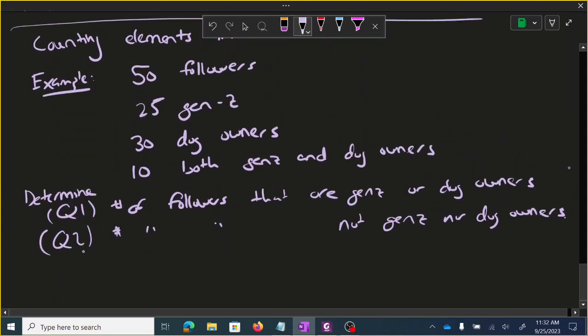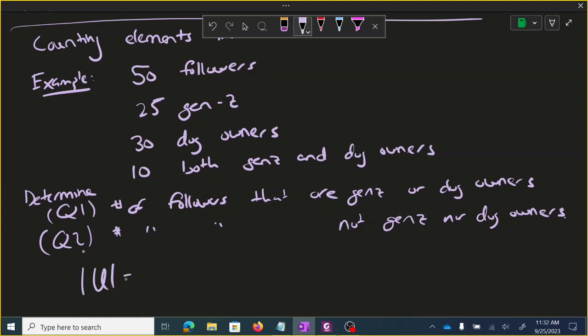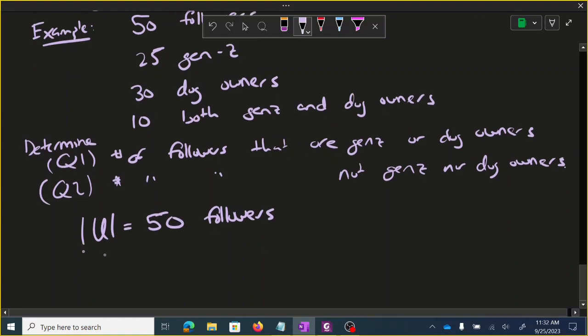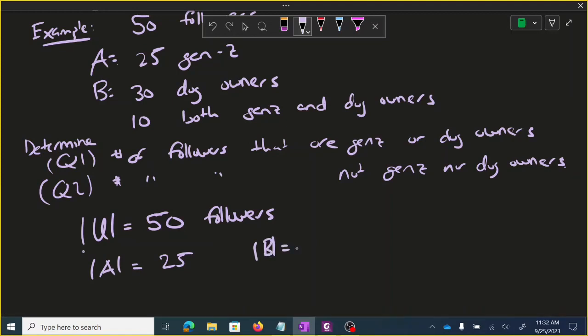Okay, so first we need to just set up some set notation. So our universal set, that size is 50, right? These are our total followers. And then we have the subsets, or the sets that live within that universal set, which are the Gen Zs and dog owners. Let's say A is the Gen Z and B is the dog owners. So then we know that the size of A is 25, right? There's 25 Gen Z followers. The size of B, or the cardinality of B, is 30. We have 30 dog owners.